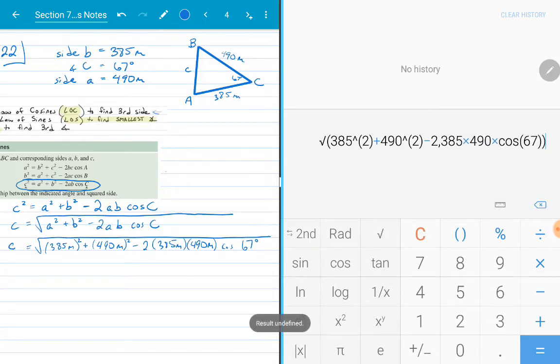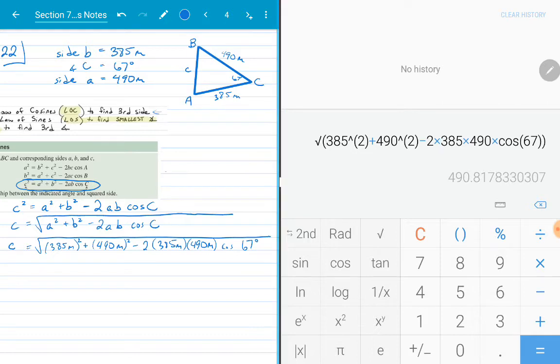And I get something undefined. Oh, it looks like I forgot a multiplication sign there. There we go, it should be 2 times 385 times 490. Okay, now I have C equals 490. The directions don't mention where to round this, so I'm going to just round it to the tenths. So that is 0.8. And remember, we did a unit analysis and we found the unit will be meters.